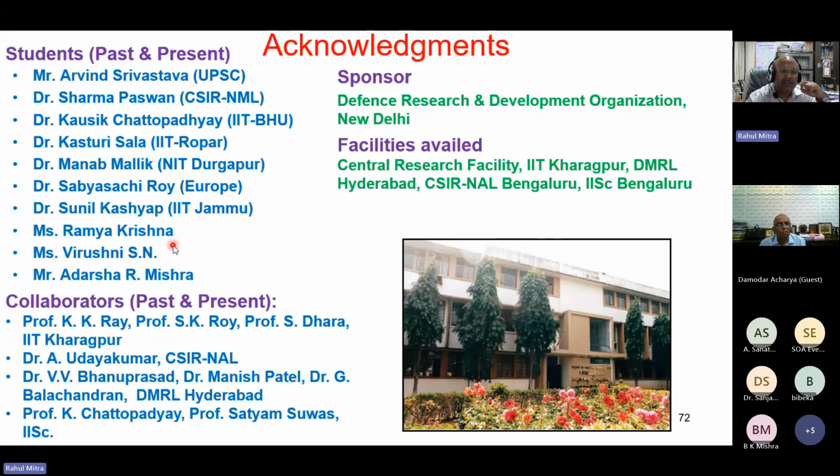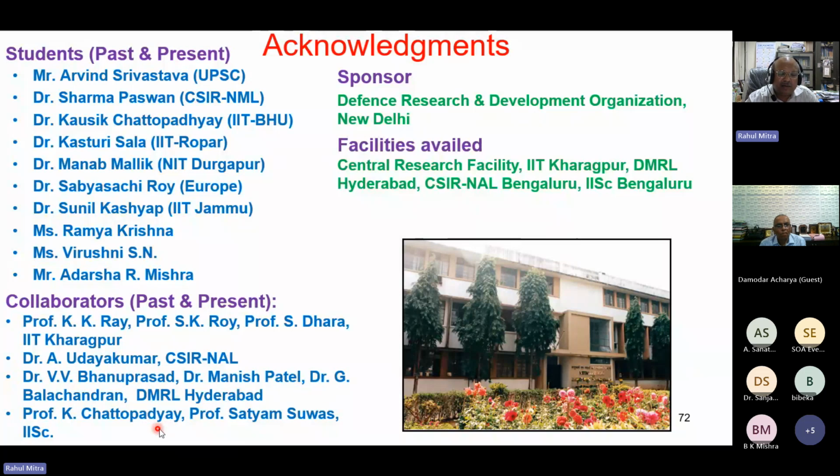And my present students, Ramya Krishna, Vidushni and Adarsh Mishra, whose name I took. And my senior colleagues who have retired, KK Rai, Sanat Roy. My present colleague is Santanu Dhara at IIT Kharagpur, Dr. Uday Kumar at CSIR NAL, and retired scientist Dr. V. Panu Prasad, who was my colleague at DMRL. Presently, Dr. Manish Patel is there, and Dr. G. Balchandan, who has also moved out from DMRL, but he helped by making the silicide composites.